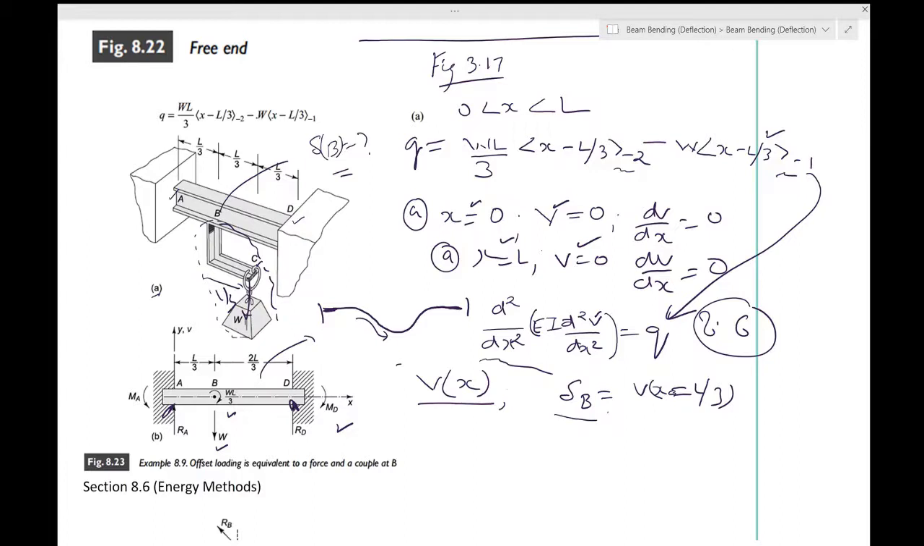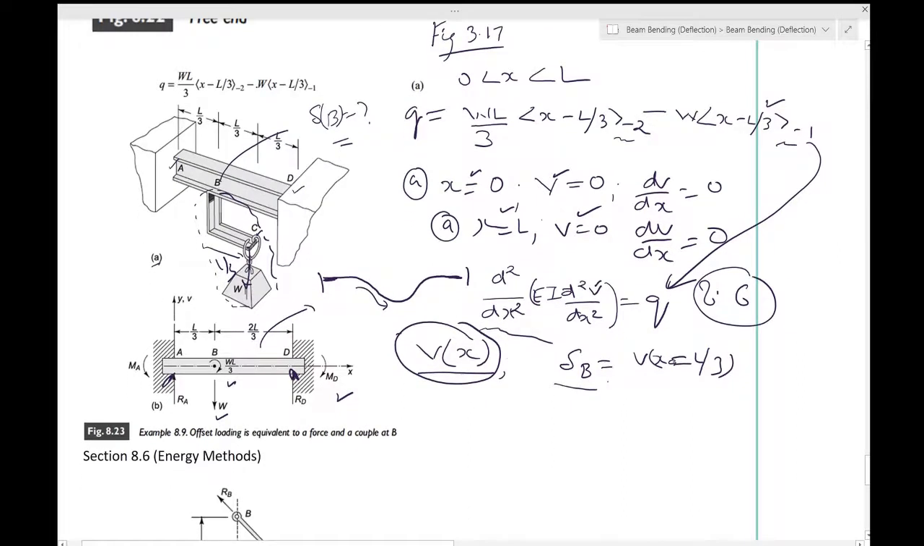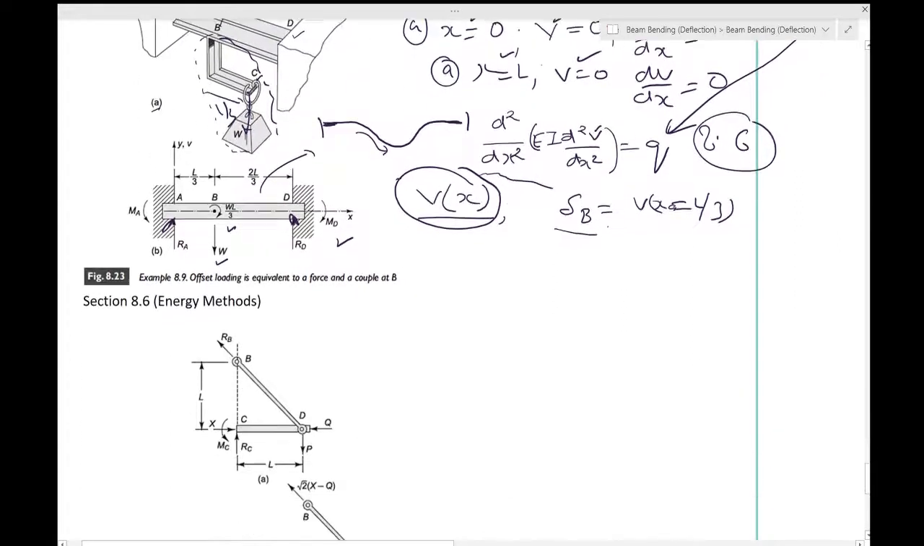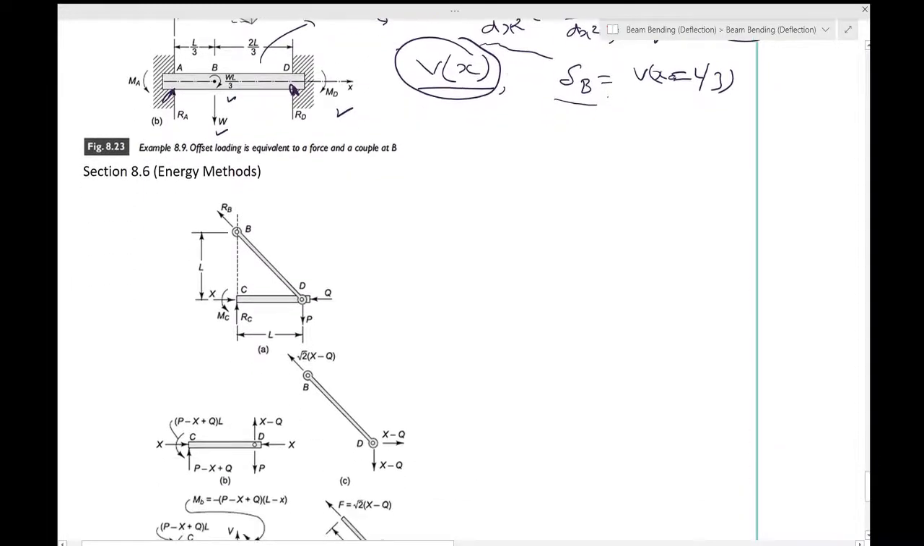But this is just for the deflection. You cannot go wrong with the displacement, because the displacement sign is sacrosanct. You can't change that. Okay, so that's how you would be able to solve the problems for deflection of a beam in bending.